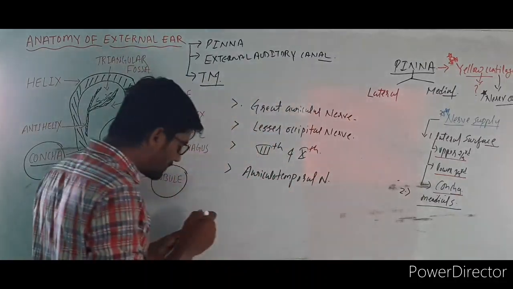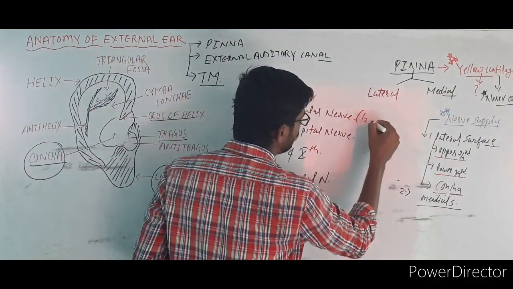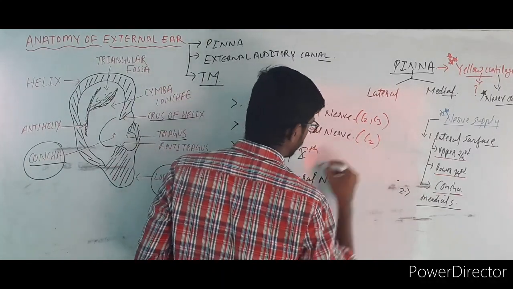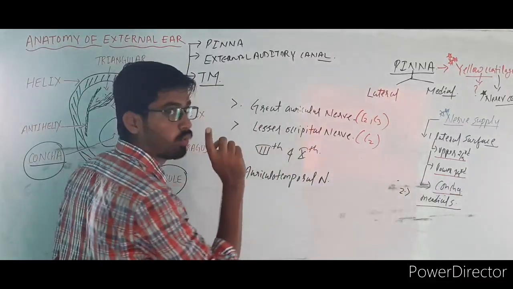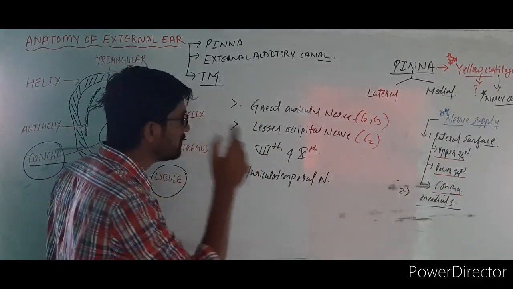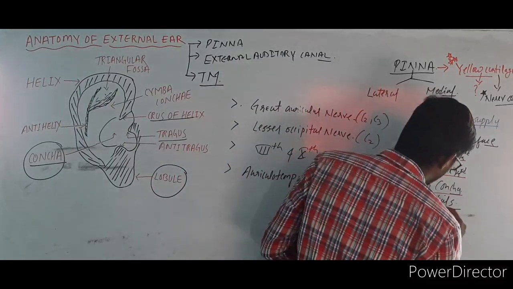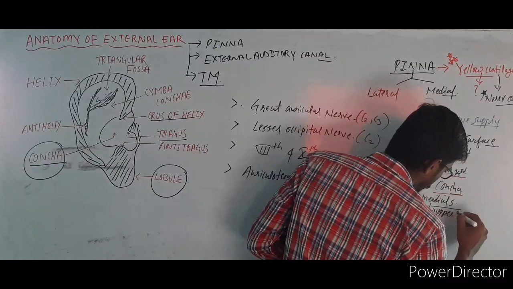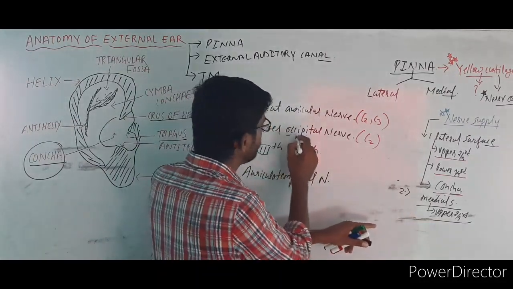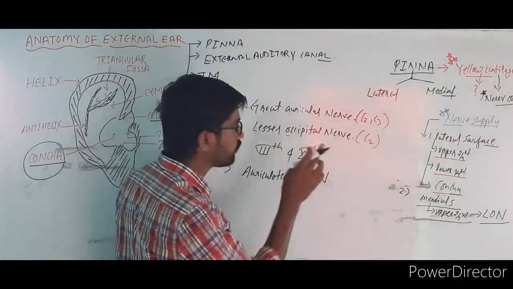Examiner can ask what is the root value of the great auricular nerve. That is C2 and C3. Root value of the lesser occipital nerve is C2. Now think, the occipital region is this, am I right? So the lesser occipital nerve is supplying this part. Medial surface, upper two-third, is supplied by the lesser occipital nerve. Root value is C2.